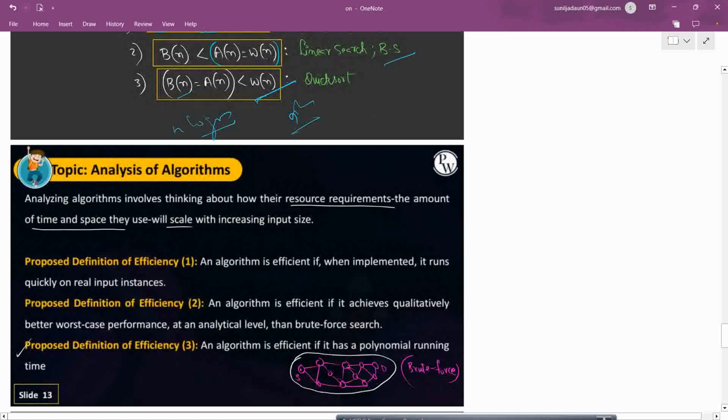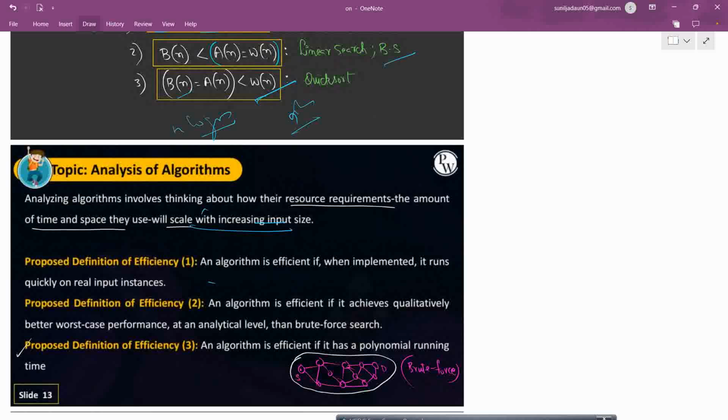Analysis of algorithms involves thinking about how their resource requirements, the amount of time and space they will use, scale with increased input size.